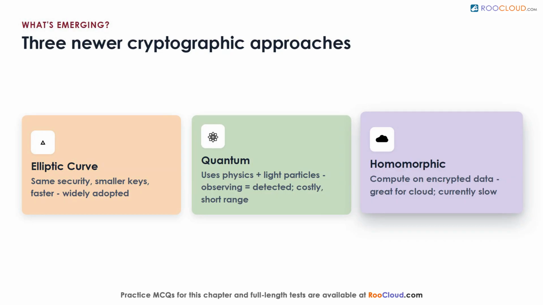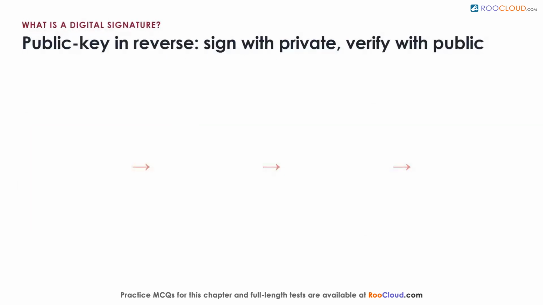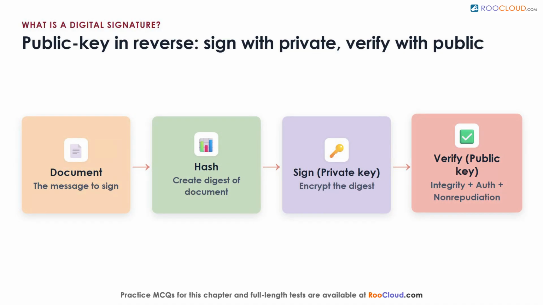Now a capability that builds on public keys. What is a digital signature? It runs the public key idea in reverse. The sender signs with their private key. Anyone can verify with the matching public key. In practice, you hash the document first, then sign the digest.